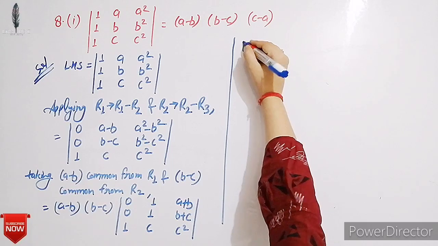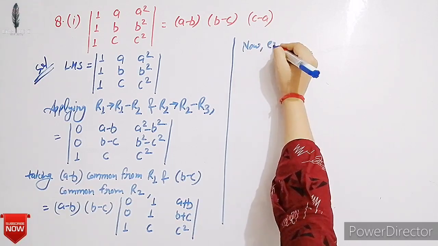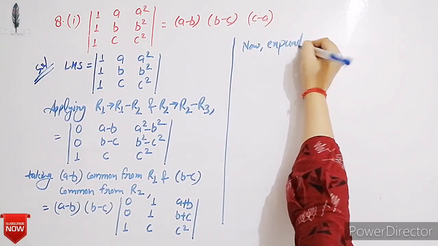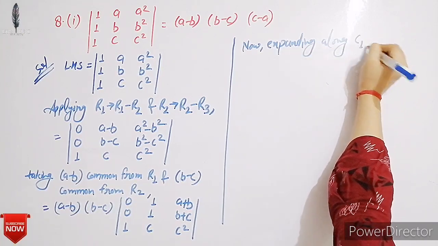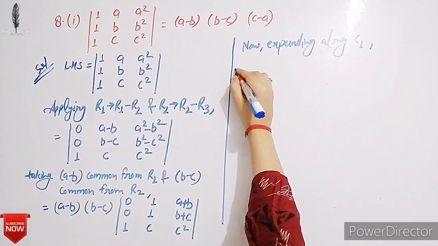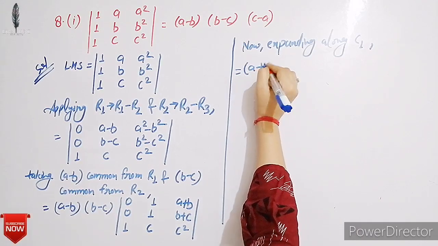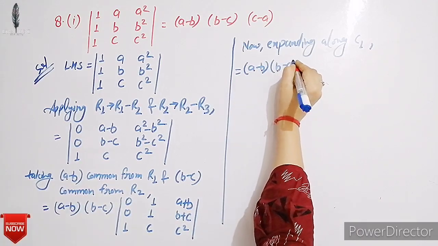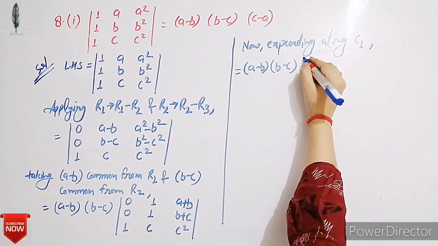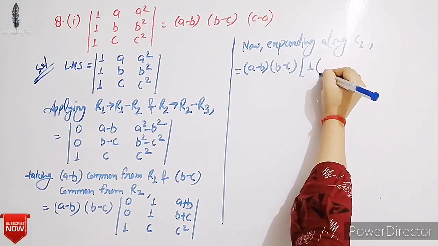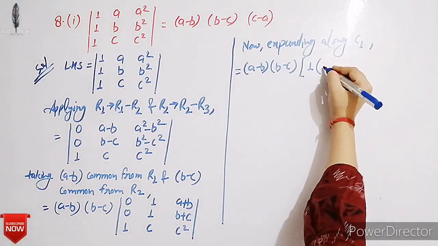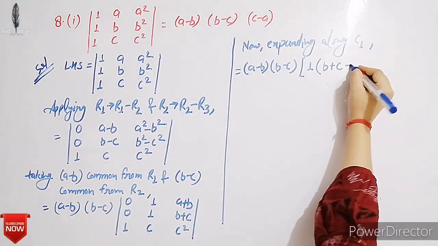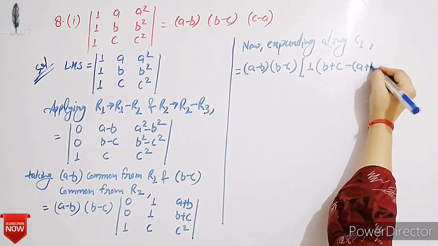Now here two entries are 0. So expanding along C1, we get A minus B, B minus C into 1 into these are block. So here B plus C minus A plus B.